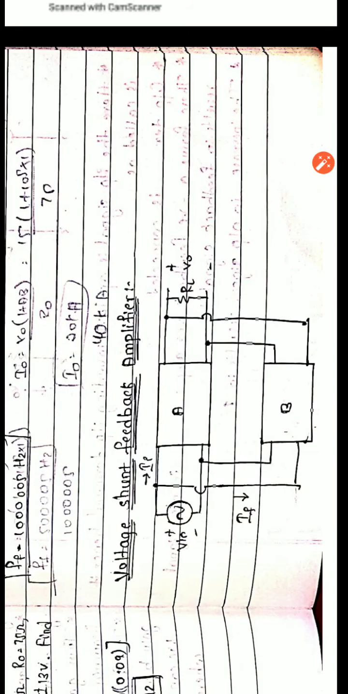Now we will start with the next topic, that is voltage shunt feedback amplifier. It is also called an inverting amplifier. So now look at the circuit. It consists of one basic amplifier and one feedback network. So this is a basic amplifier which is replaced by an op-amp.